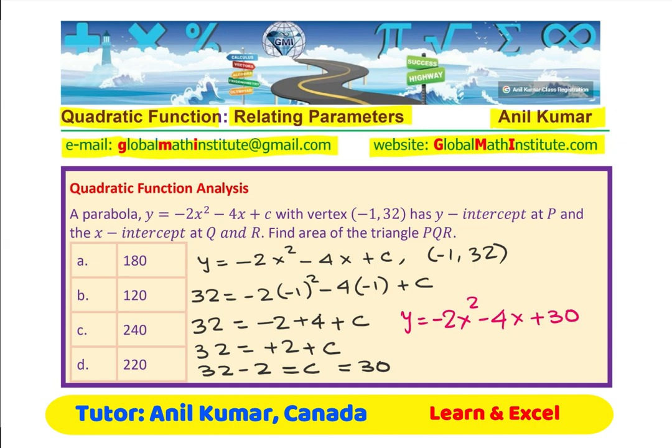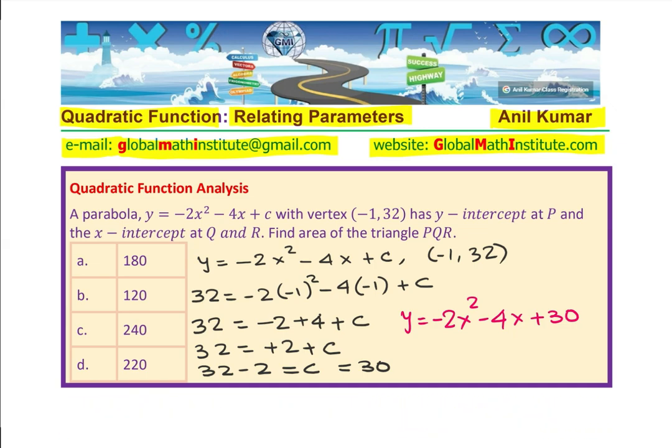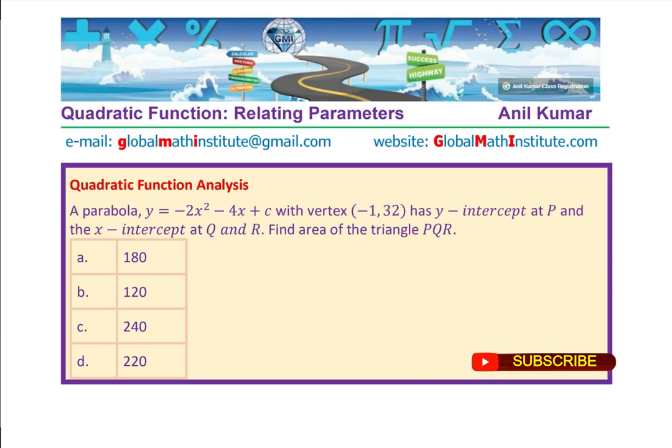Next step is to find the x and y intercepts. Clearly, when x is 0, we get the y-intercept of 30, right? Okay, so let's continue with the solution. I hope it is absolutely clear. So we found that c is equal to 30, and therefore we have the equation y equals minus 2x squared minus 4x plus 30.